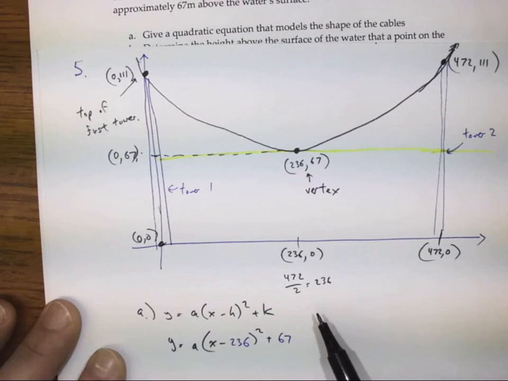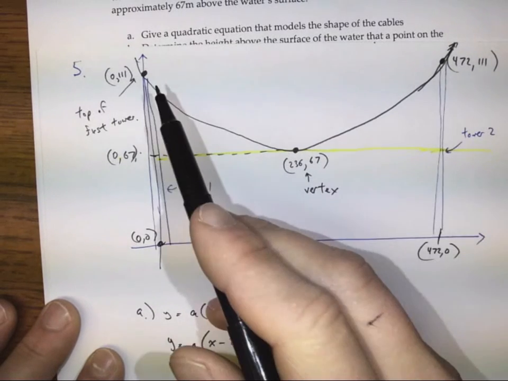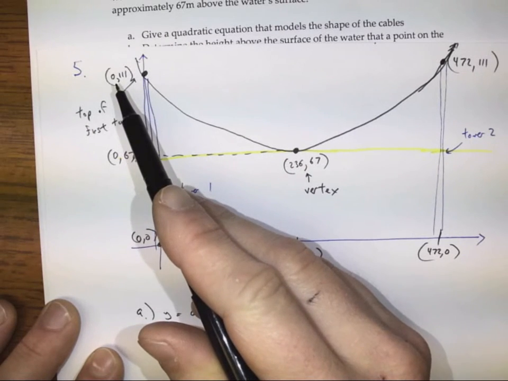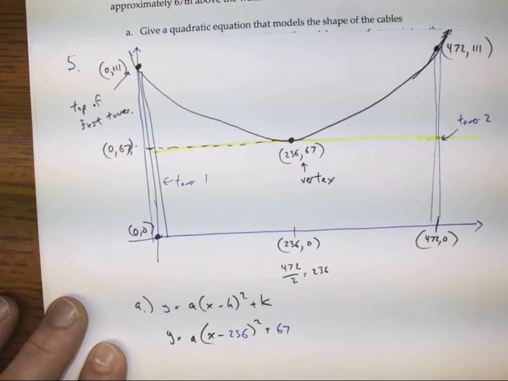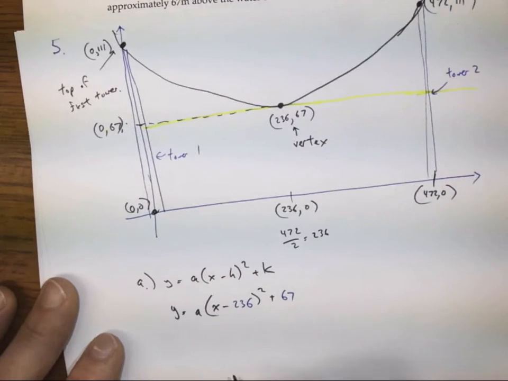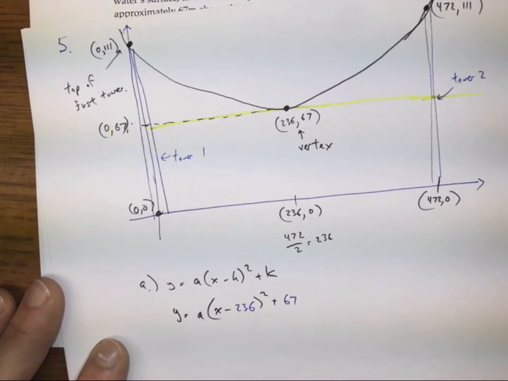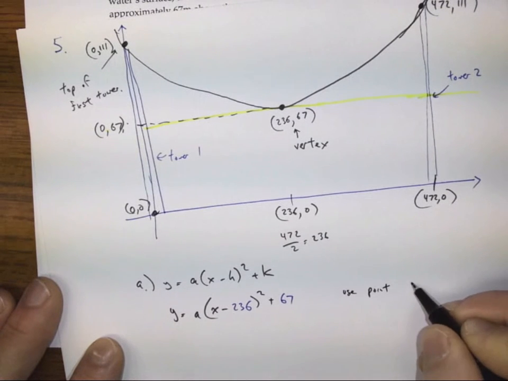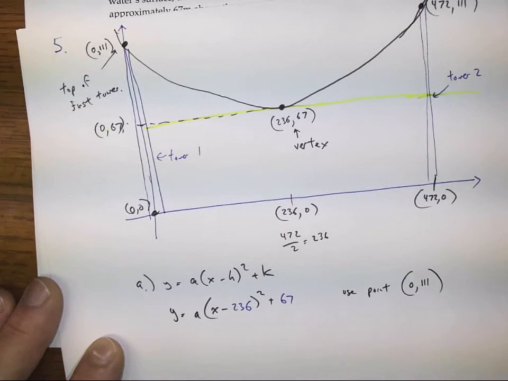And the next thing I'm going to do is choose another point that the graph passes through. I could choose this one or this one. I'm going to choose this one because it's got a 0 in it, and that tends to be easier to plug in, in my experience. So I'll use the point (0, 111), which is to say that's an x and a y value.